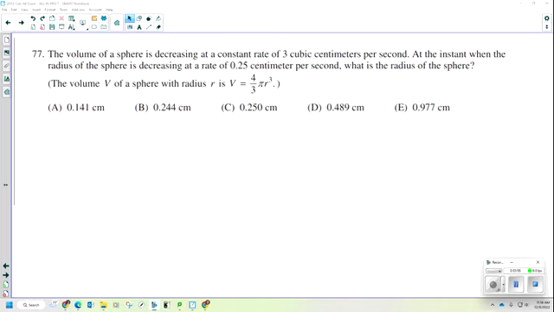77. Now, this is one where you're going to use your calculator, not to check your work, but to perform the work, because look at those options they give me. 77. The volume of a sphere is decreasing at a constant rate of 3 cubic centimeters per second. At the instant when the radius of the sphere is decreasing at a rate of 0.25 centimeters per second, what is the radius of the sphere?